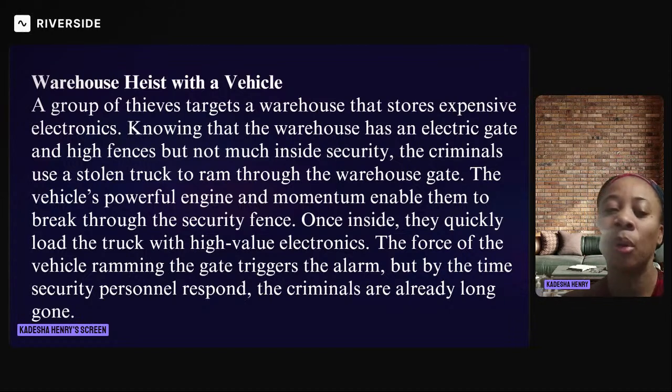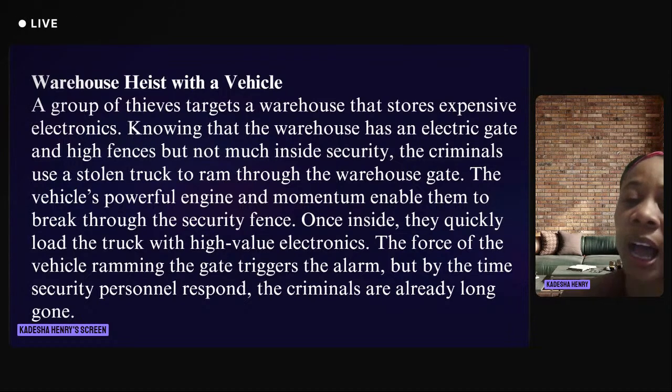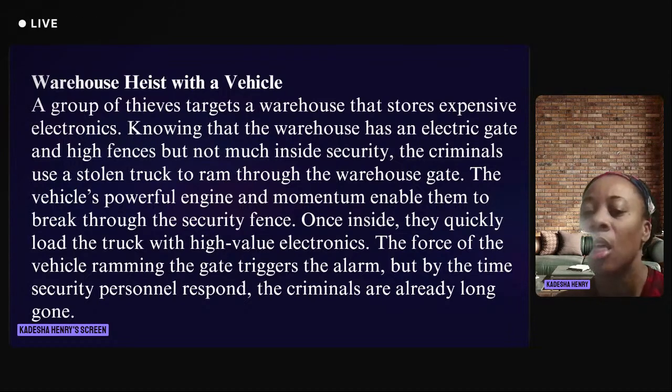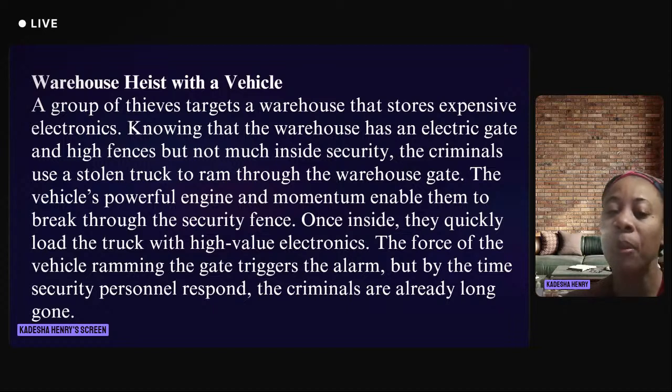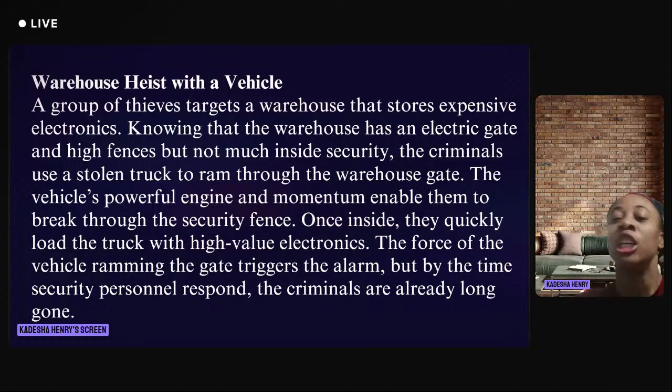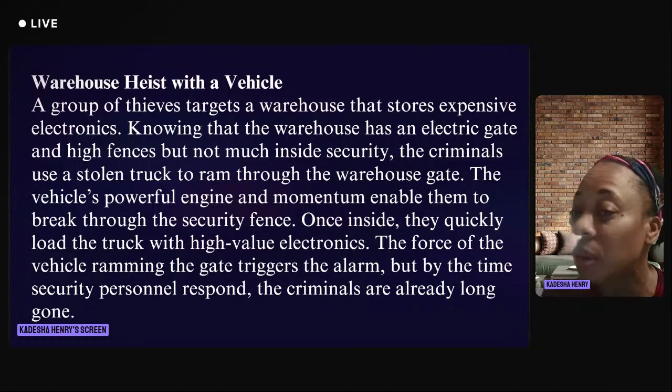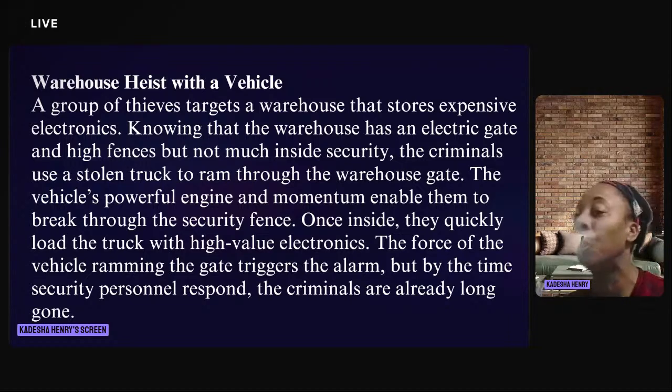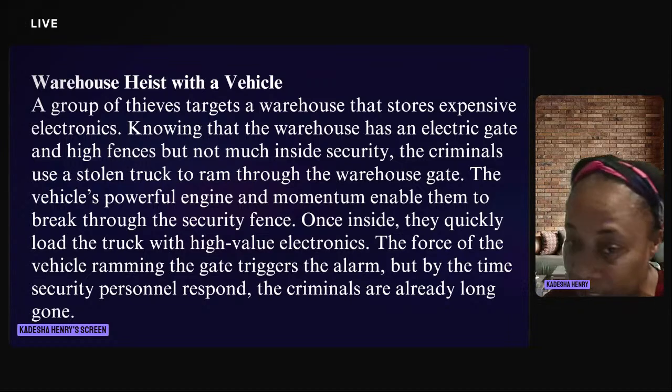Once inside, they quickly loaded the truck with high-value electronics. The force of the vehicle ramming the gate triggers the alarm, but by the time security personnel respond, the criminals are already long gone. Right? So this is a situation. It means that this criminal came to the facility to know there was no security on the inside.